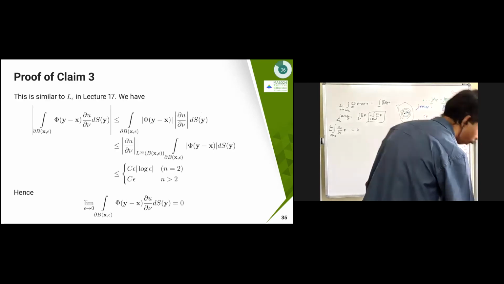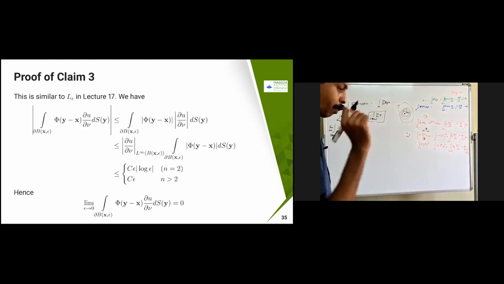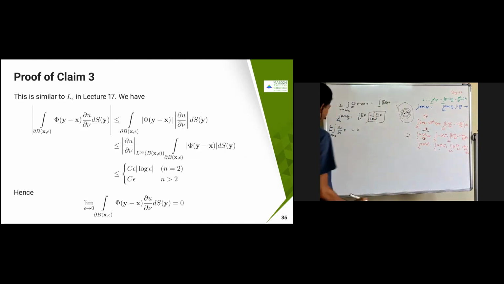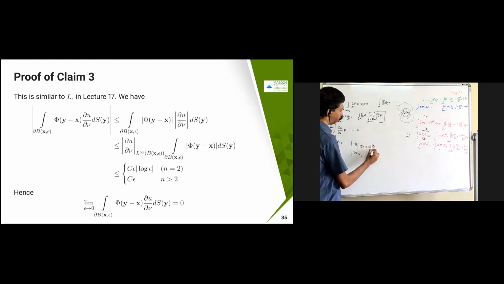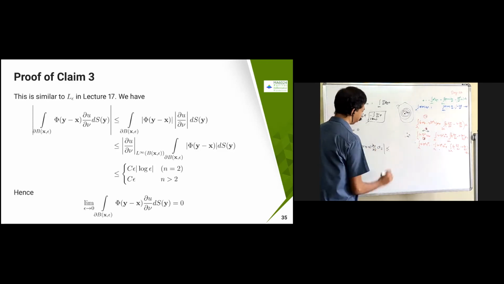So that's also again we are going to use the same thing that we used for the L epsilon in our lecture 17. So what we need to do is find the bound of this one. So the bound of the integral over dou B of x comma epsilon of pi of y minus x into dou u by dou nu ds.